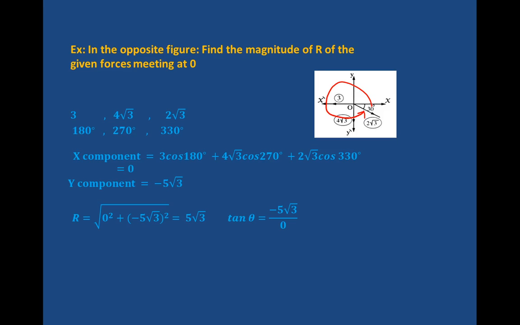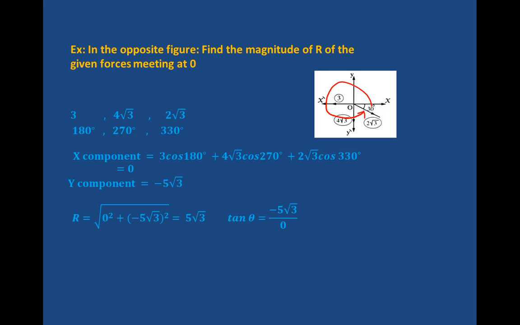How can I calculate the y component? 3 multiplied by sine 180 plus 4 root 3 multiplied by sine 270 and 2 root 3 multiplied by sine 330. Then the y component equals negative 5 root 3 and the x component equals 0. Here the resultant value equals the square root of x squared plus y squared, 0 squared plus negative 5 root 3 squared, which equals 5 root 3. And tan theta equals negative 5 root 3 over 0.